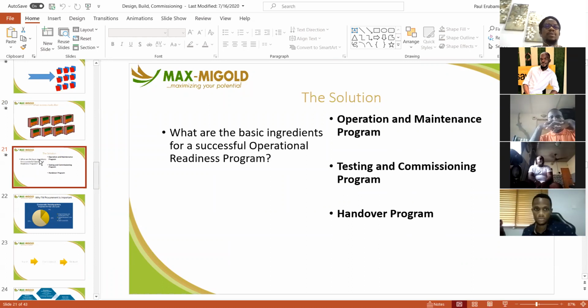These three programs are actually broken down for very large projects, right? But for your small project that you've been involved in, maybe an expansion of your facility, maybe a new head office or a similar project, it would be a typical fusing of all of this into what we call the operational readiness program. So you can call it the operational readiness program instead of having a separate handover program, testing and commissioning program, operational maintenance program. Just call it operational readiness program, and you incorporate all the aspects of these three programs.